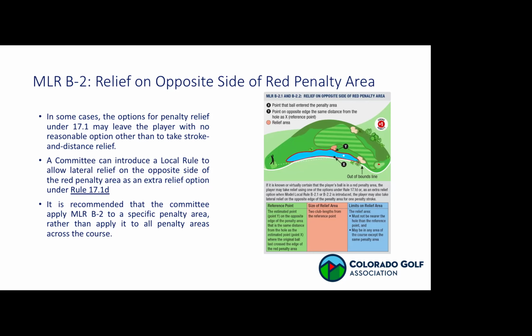You're going to get two club lengths, and that's over towards the other side of the penalty area where you will be in play on the course there. And again, you'll see a lot of conditions when it comes to these local rules. It's recommended that the committee only uses this for specific penalty areas rather than a blanket local rule for the course, really only when it applies.